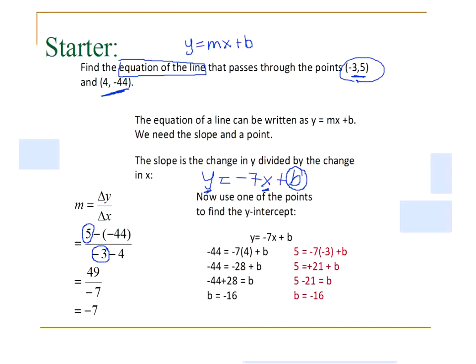And so if I plug in x equals 4 and y equals negative 44, I add 28 to both sides, I get b equals negative 16. If I do the same thing with the other point, plugging in x equals negative 3 and y equals 5, I'm going to get the same value. So the equation here is y equals negative 7x minus 16.